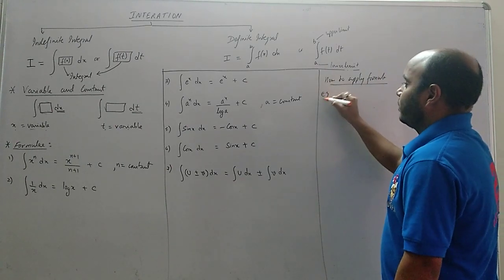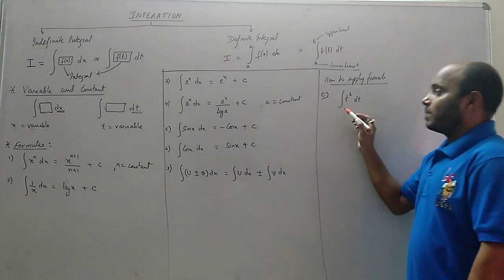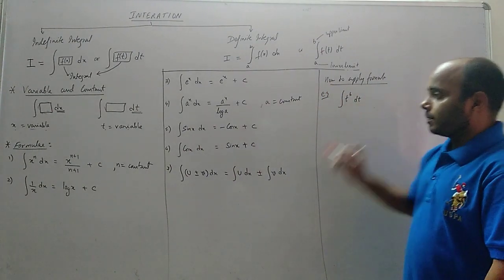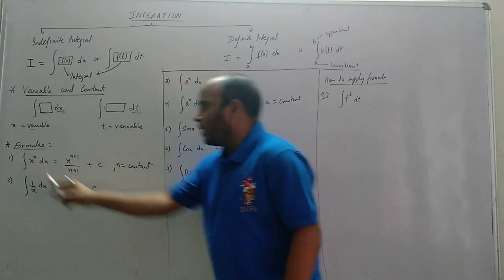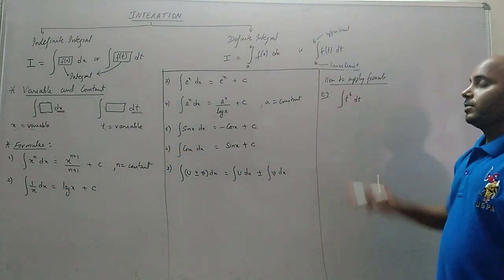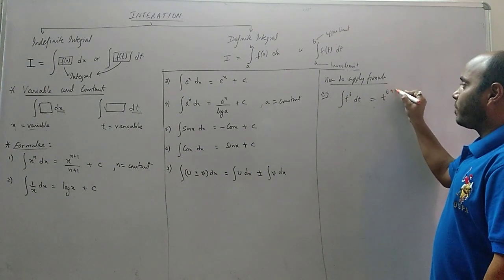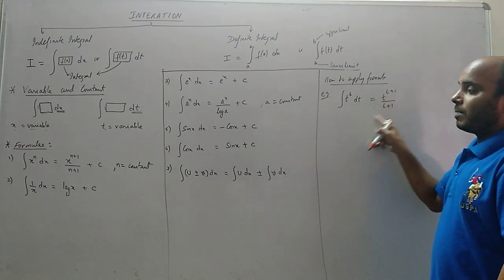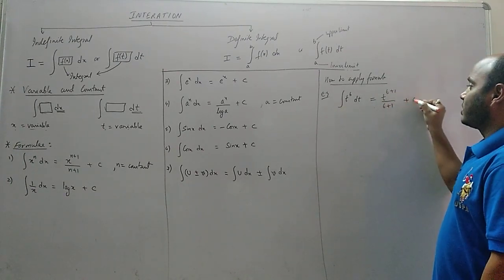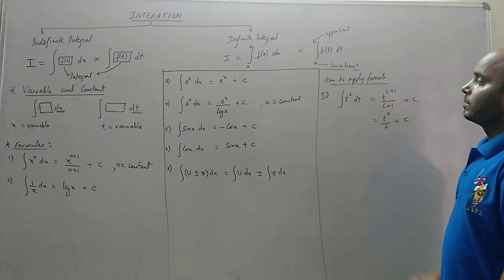Let's take the first example. Integration of t to the power 6 dt. Now see, it's matching. Integration of x to the power n dx. In the place of n, we have 6, a constant. So what is the formula? t to the power n plus 1 by n plus 1. The integration sign is gone because we applied the formula. Plus c. So what is the answer? t to the power 7 by 7 plus c.